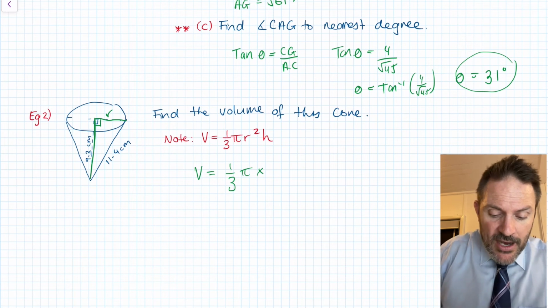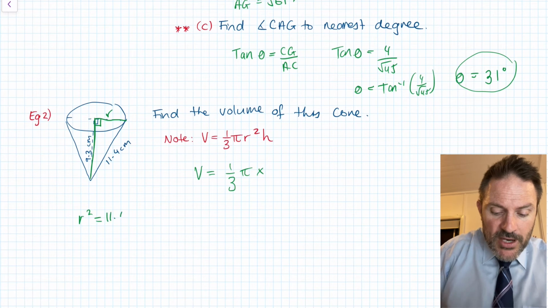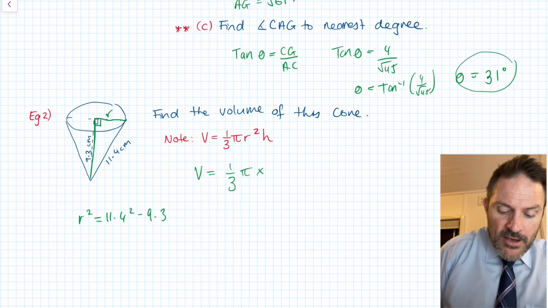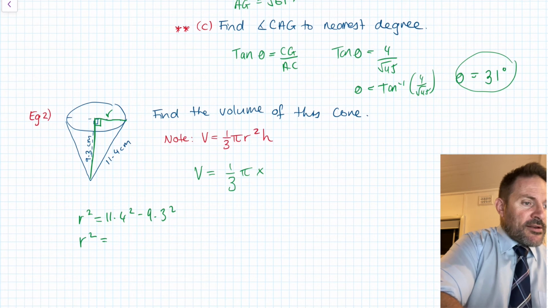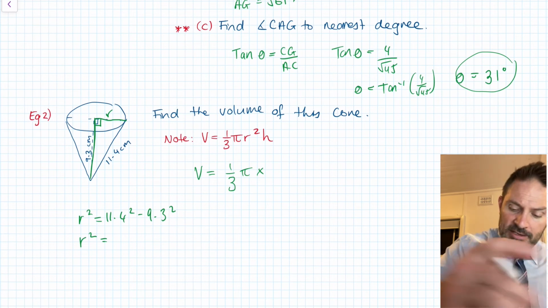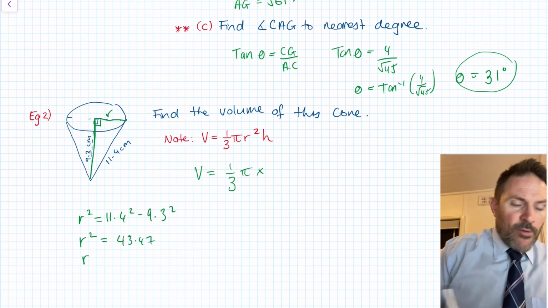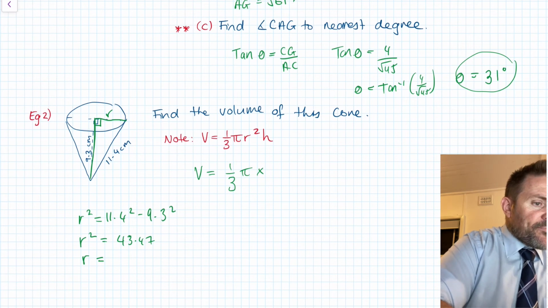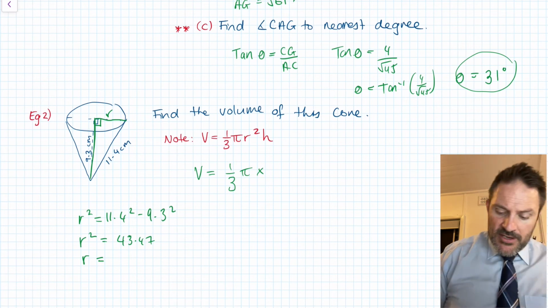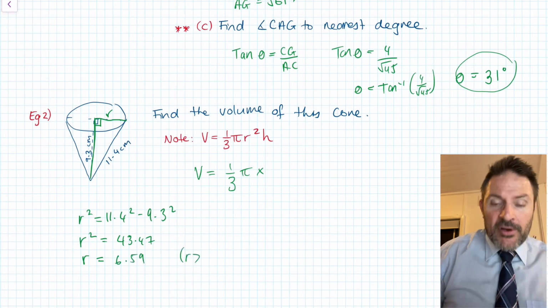And so I'm going to say that r squared equals 11.4 squared, subtract 9.3 squared. I'm going to type that in, 11.4 squared. I mean, you could do it the longer way, but most of you should be able to do it like this anyway. Okay, so we get r squared equals 43.47. I'm going to square root my answer, of course, because I want what r is. So we get r equals 6.59, knowing that r must be greater than 0, so we can ignore the negative value.